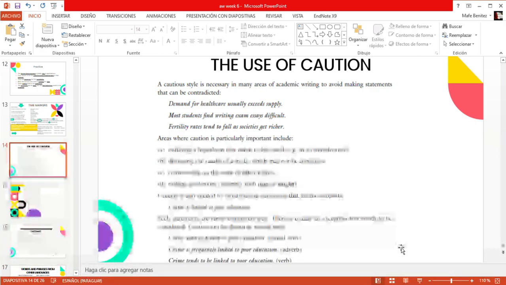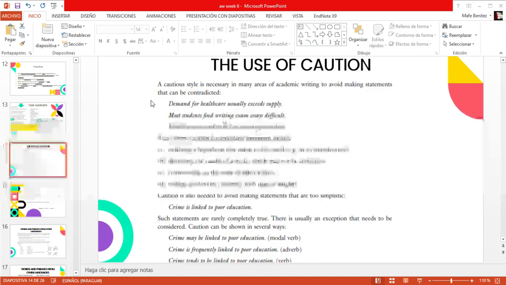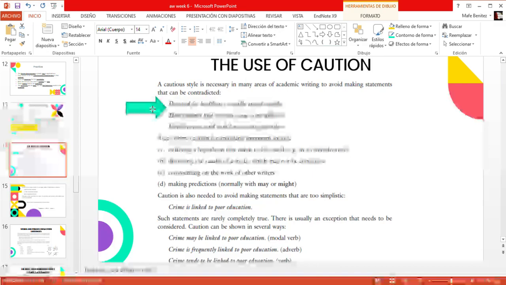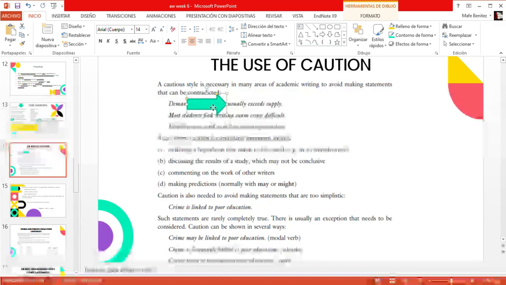Demand for healthcare usually exceeds supply. Most students find writing exams essays difficult. Fertility rates tend to fall as societies get richer. And why is this? Why are these sentences cautious? Because it uses these markers: usually, not always, but usually.